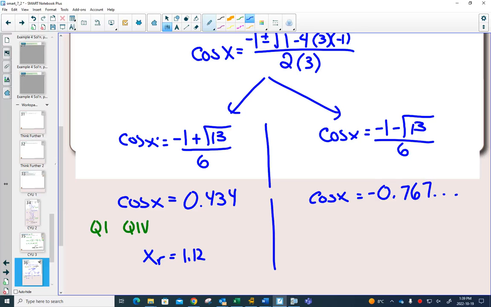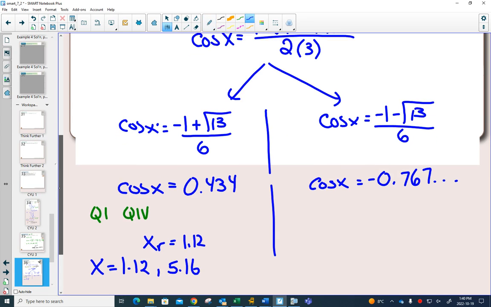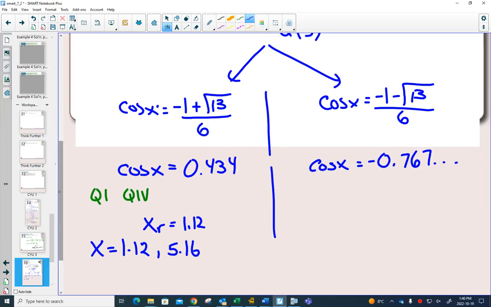angle. And because it's in quadrant 1, I could write the same as my reference angle. And in quadrant 4, I would have to go 2 pi minus my reference angle and get 5.16. Same thing on the other side.